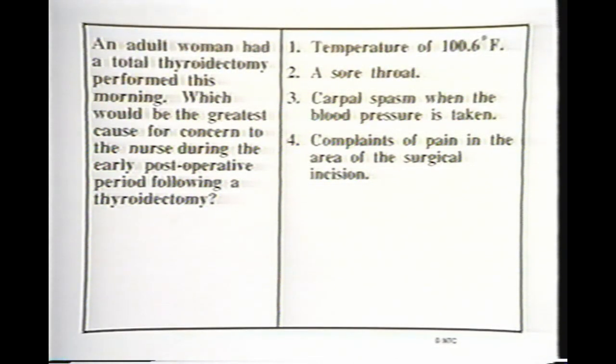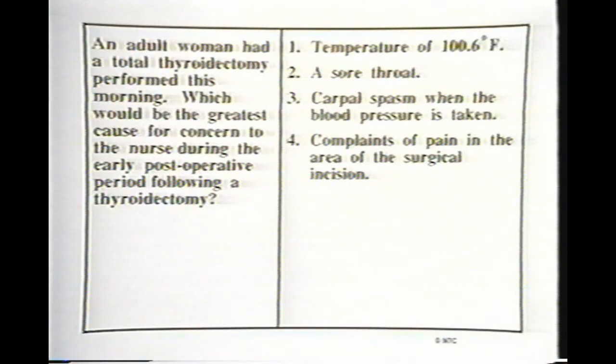And while we're doing questions, I think it'd be a good idea for us to do one more. An adult woman had a total thyroidectomy this morning. Which would be the greatest cause for concern to the nurse during the early postoperative period following a thyroidectomy? Number 1, temperature of 100.6 degrees Fahrenheit. Number 2, a sore throat. Number 3, carpal spasm when the blood pressure is taken. And number 4, complaints of pain in the area of the surgical incision.